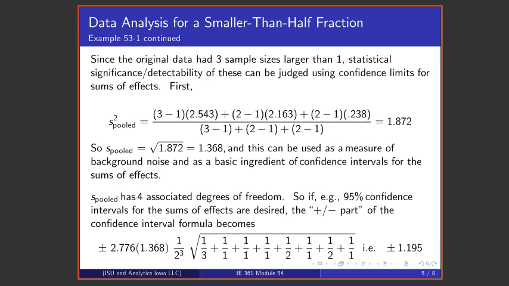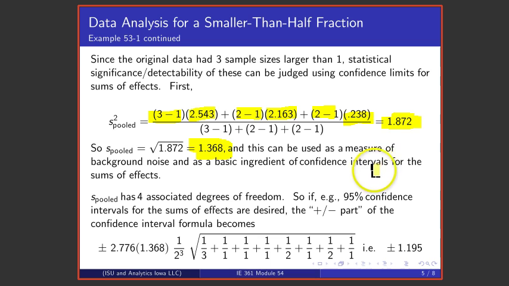The original data had three sample sizes that were larger than one. If one pools the three sample variances from those three samples, one of the sample sizes was 3, one was 2, and another one was 2, one gets a pooled s squared of 1.872 that has a square root that is 1.368.